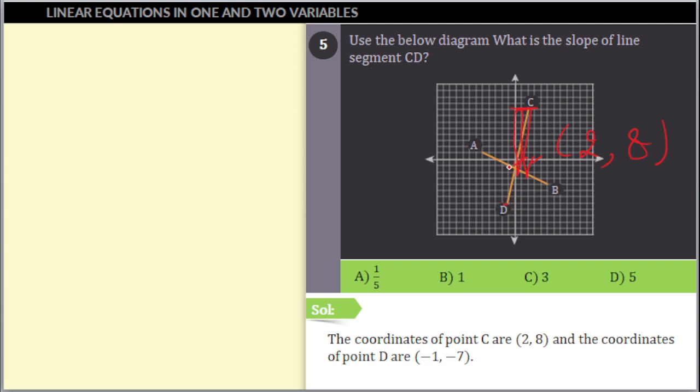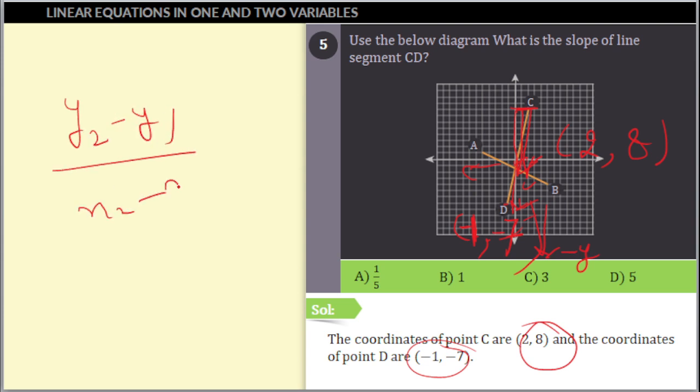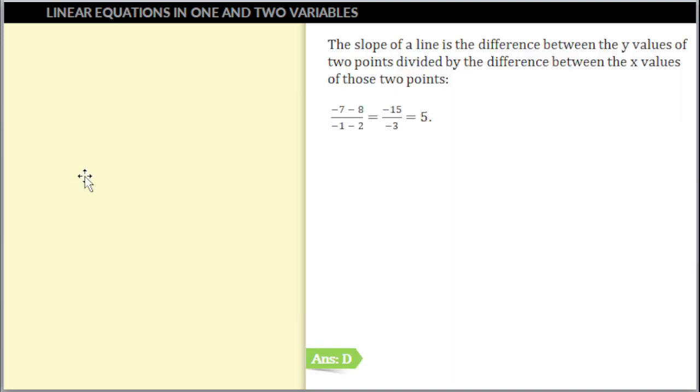For D, if we count, in the x-axis it is 1 square, and we know this x-axis is negative, so we will write minus 1. And in the y direction there are 7 squares, so we'll write 7, and this is negative y-axis, so we'll write minus 7. Now we know the coordinates of C and D. We can calculate the slope using this formula. It will come out 5.